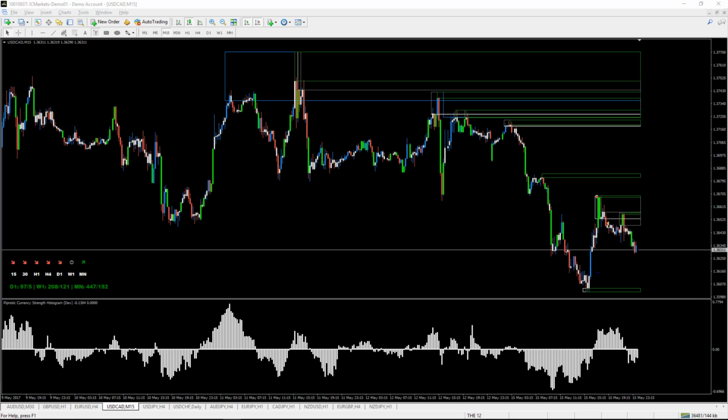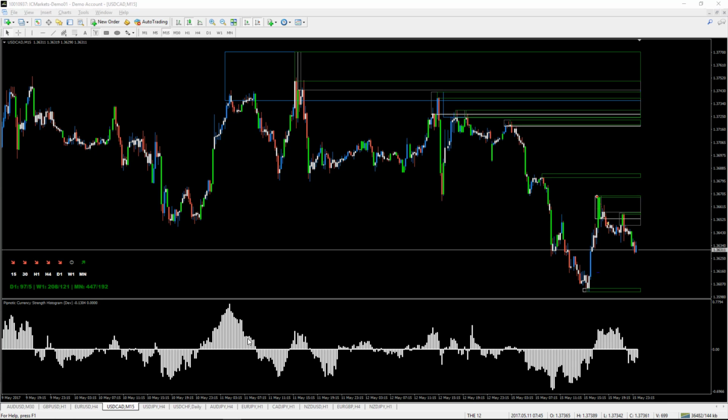Okay, so welcome everybody to this new webinar where we are going to discuss currency strength. The focus of today is going to be on the two indicators that you'll all be armed with. The first one being the one you can see here at the bottom of the chart.